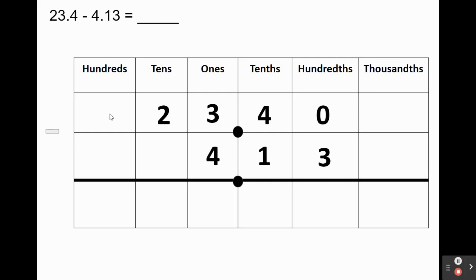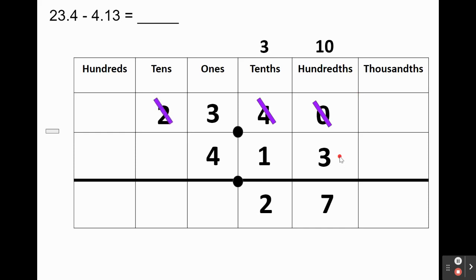So you always want to start at the smallest place. So in this case, we're starting at the hundredths place. I noticed that I cannot take 3 hundredths away from 0 hundredths. So this means that I need to regroup from the tenths place. So I'm going to cross out my 4 tenths and put 3 tenths there, and I'm going to move 1 tenth. I'm going to regroup 1 tenth into 10 hundredths.